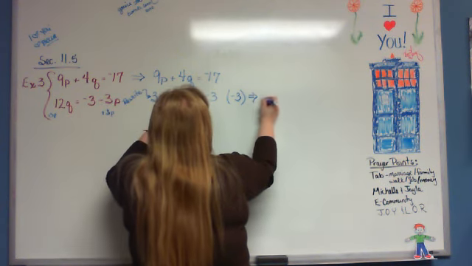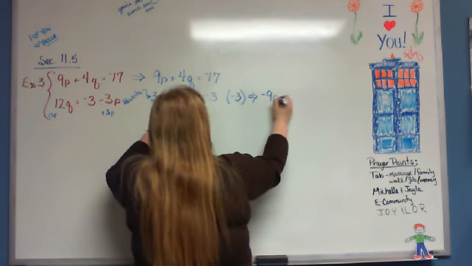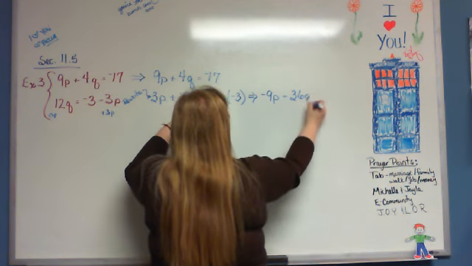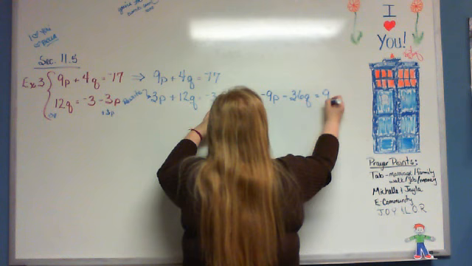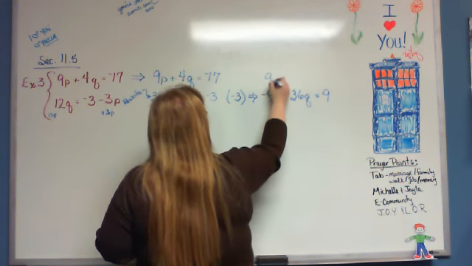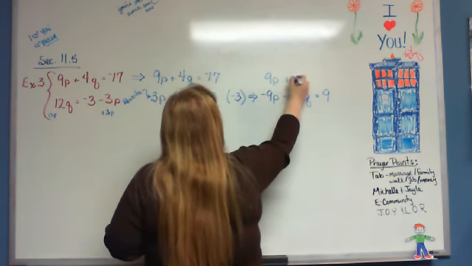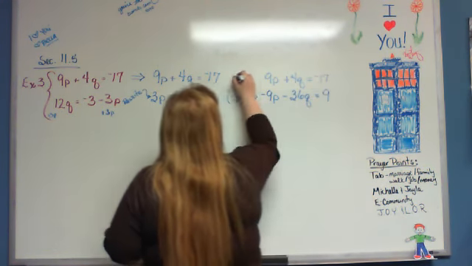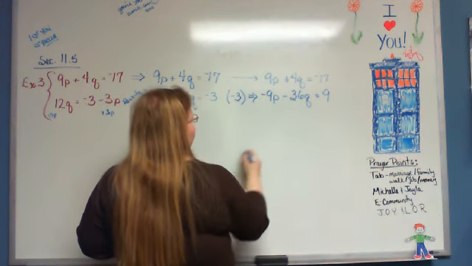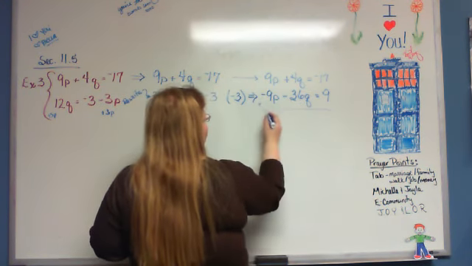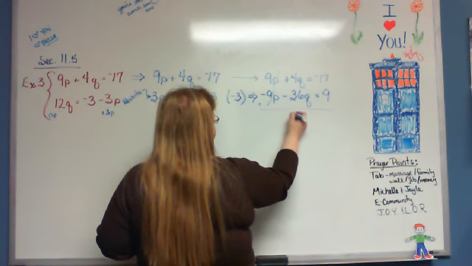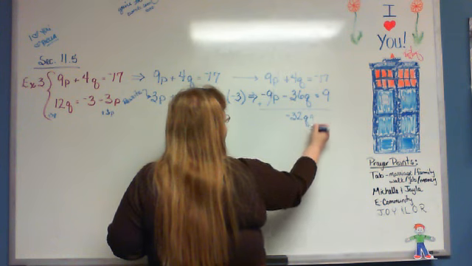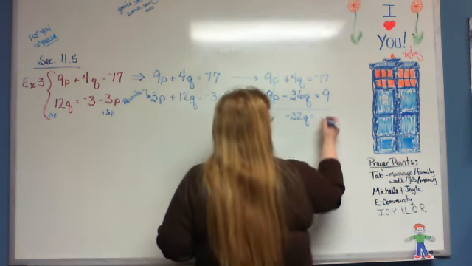So on the bottom, that's going to give me negative 9p minus 36q equals a positive 9. And on top, I have a positive 9p plus 4q equals negative 17, where it just came over. That'll cancel out and leave me with negative 32q equals negative 8.